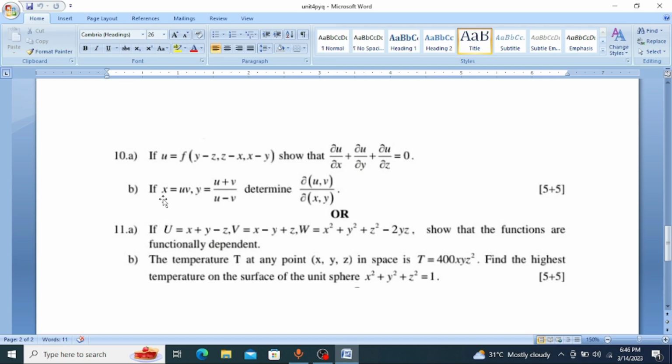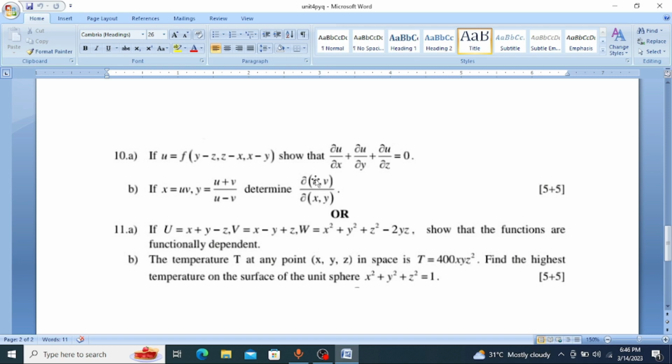And the next question: if x is equal to uv and y is equal to (u plus v) by (u minus v), determine dou of (u, v) by dou of (x, y). So we are finding the Jacobian, differentiating the functions u and v with respect to x and y respectively. Here the functions x and y are in terms of u and v, so there is no need to convert the equations.